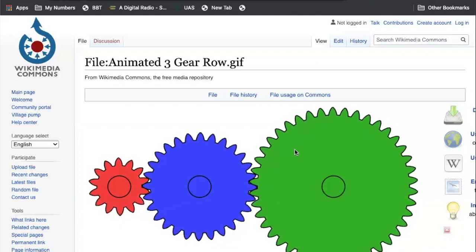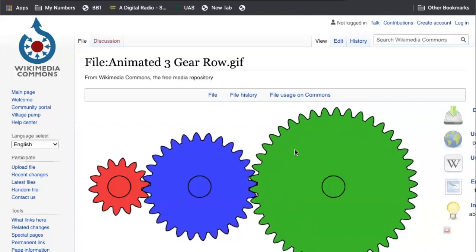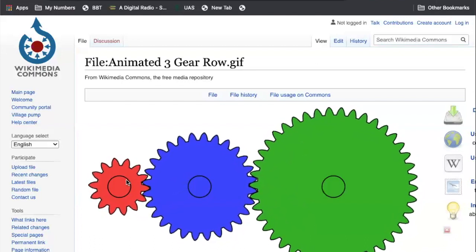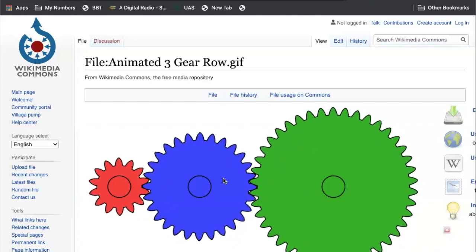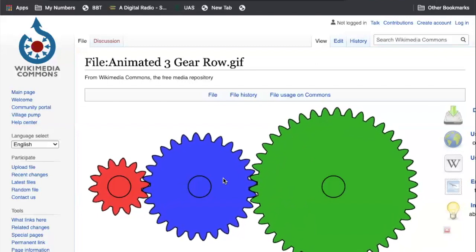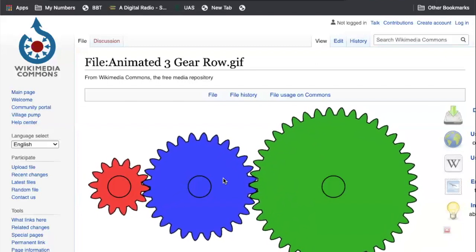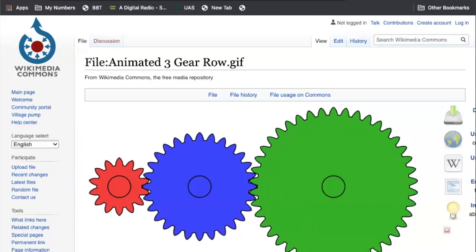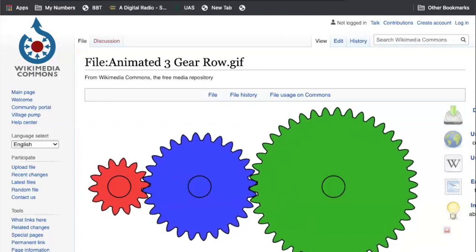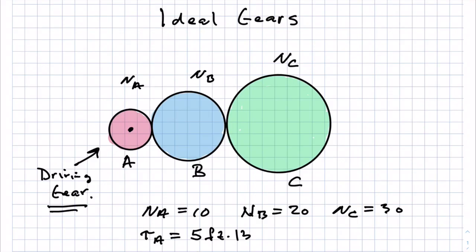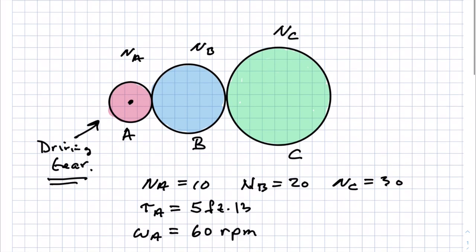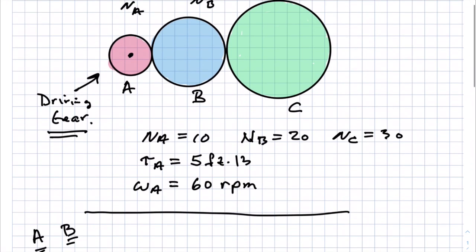We're going to talk about some of these things in detail, and I'm going to put a few numbers to these things, and we'll learn how to deal with some simple gear calculations. Now let's take this discussion to the iPad where we can talk about the formulas that describe the interaction for ideal gears.